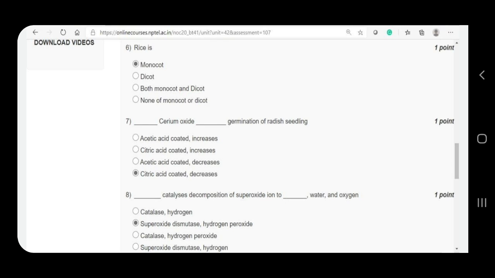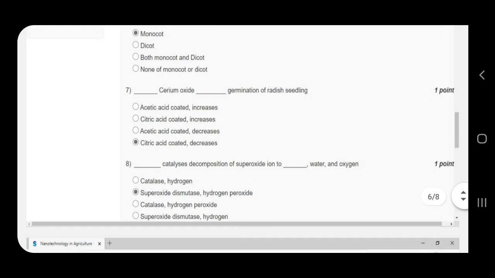Question number 7. Dash ceramic oxide, dash germination of reddish seedling. Answer is D. Citric acid coated decreases. Question number 8. Dash catalyzes decomposition of superoxide ion to dash water and oxygen. Answer is B. Superoxide dismutase. Hydrogen peroxide.